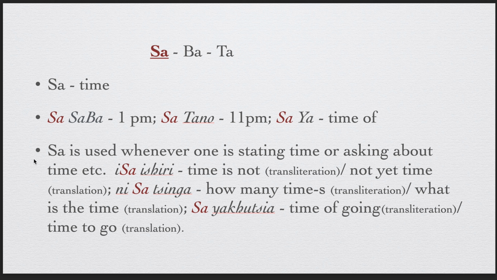So sa is used whenever one is stating time or asking about time. For instance, if I said isai shiri, literally it means time is not, but semantically it means it's not yet time. If I said Nisatsinga, that's a question. It means how many times, which I think refers to the revolution the sun goes around, but what it semantically means is, what is the time? If I say Sayokutsia, it means it's time of going, or time to go.